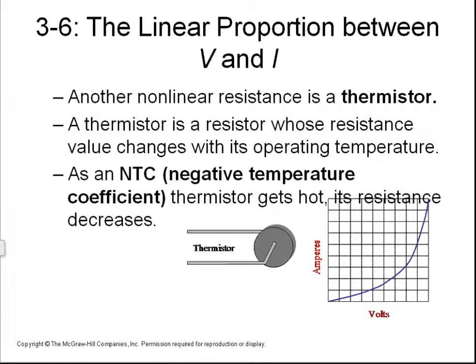In this case, this is a negative temperature coefficient thermistor. As it gets hot, its resistance decreases. Therefore, you see the slope of the current curve getting steeper because the resistance is going down and therefore the current is going up. So this is a nonlinear device.